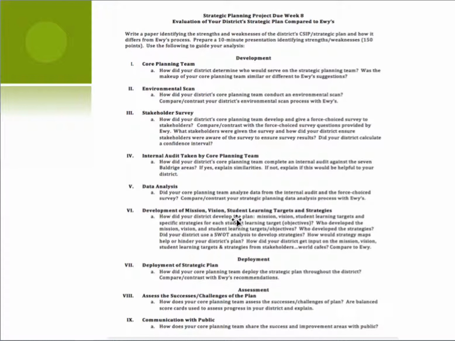So how did your district develop the plan? And who is responsible for developing each of the sections of these plans in terms of the mission, the vision, the student learning targets, which, by the way, look very similar to objectives in CSIP planning models? And what are the specific strategies aligned to each of those student learning targets or objectives? And again, who developed those things?